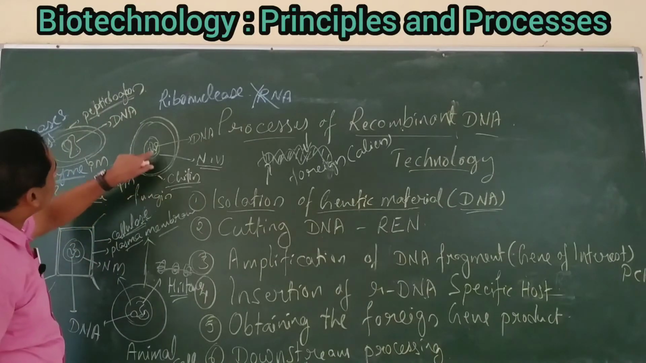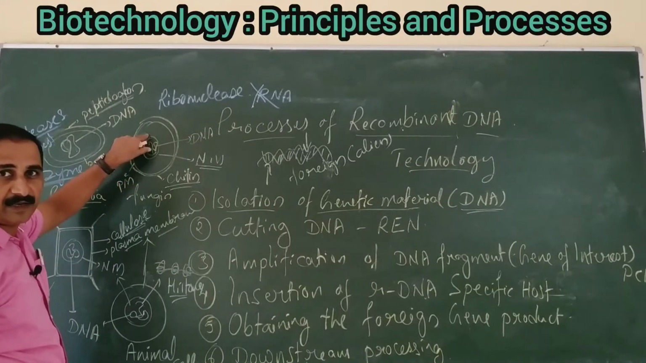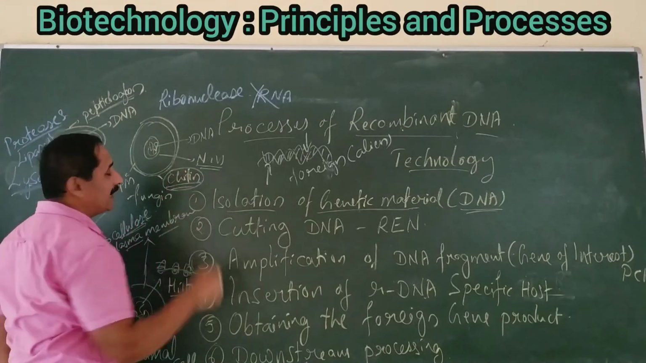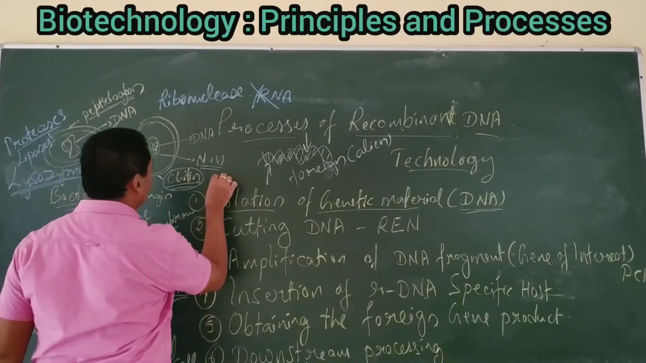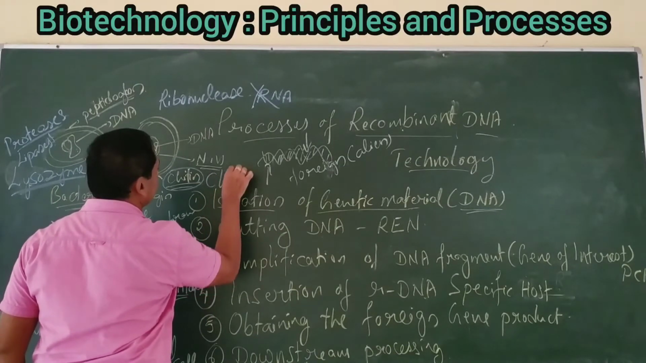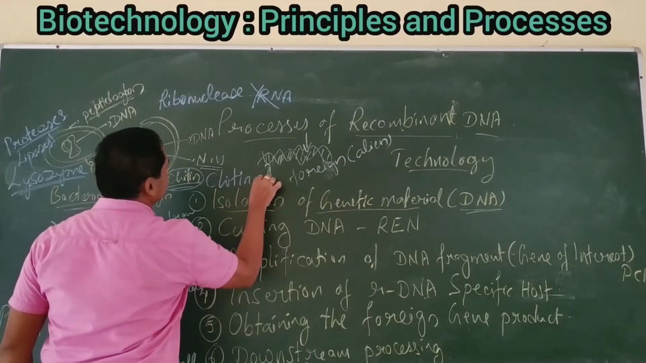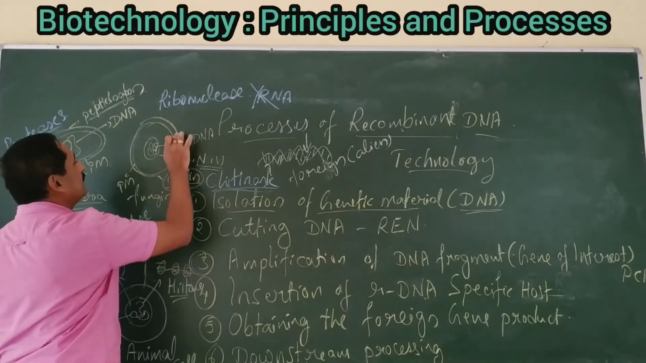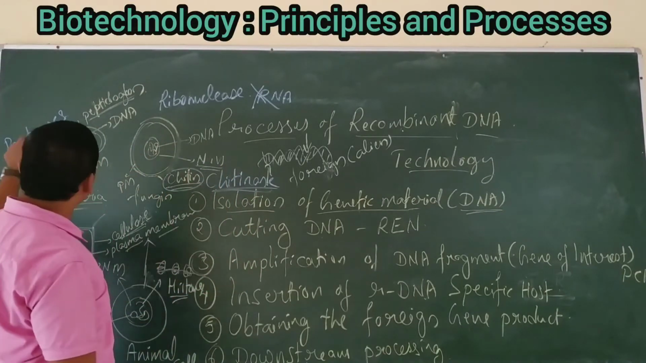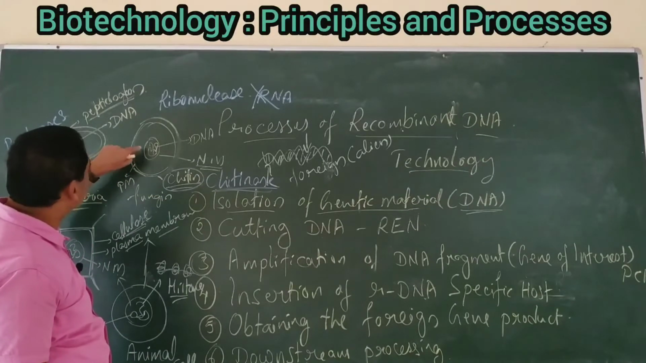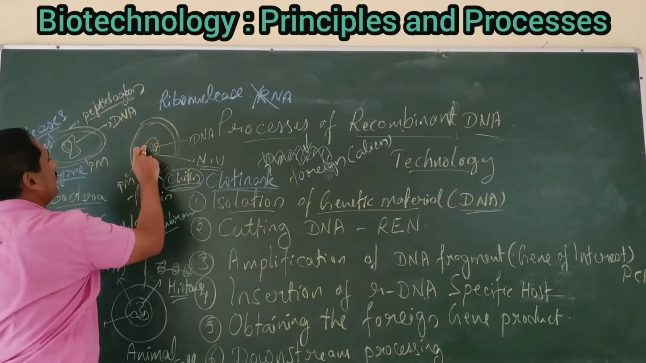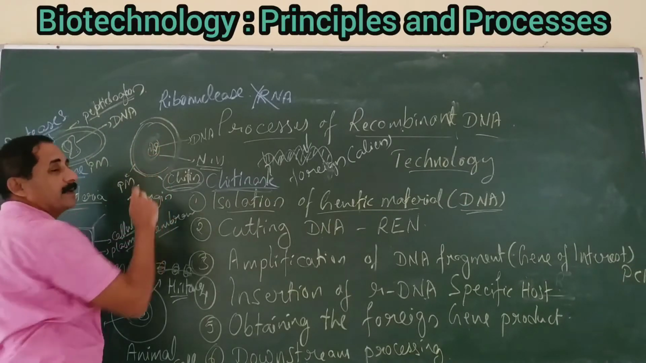If it is a fungus, to remove the chitin as a wall material, we have to use an enzyme called chitinase. By using this chitinase, we remove the cell wall. The same proteases and lipases destroy the plasma membrane and the nuclear membrane.